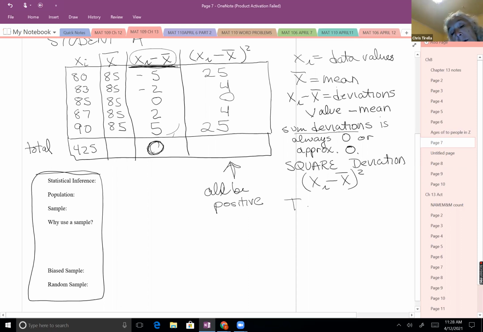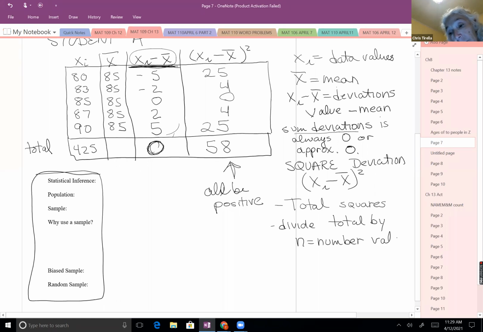Then we're going to total the squares, which means I'm going to add up that column. And that column will add to 58. And so that's the column we're going to take the average of. So then we're going to divide the total by what's called n, which is the number of values. And so I'm going to take that 58 and divide it by 5. And doing that, I'm going to get 11.6.